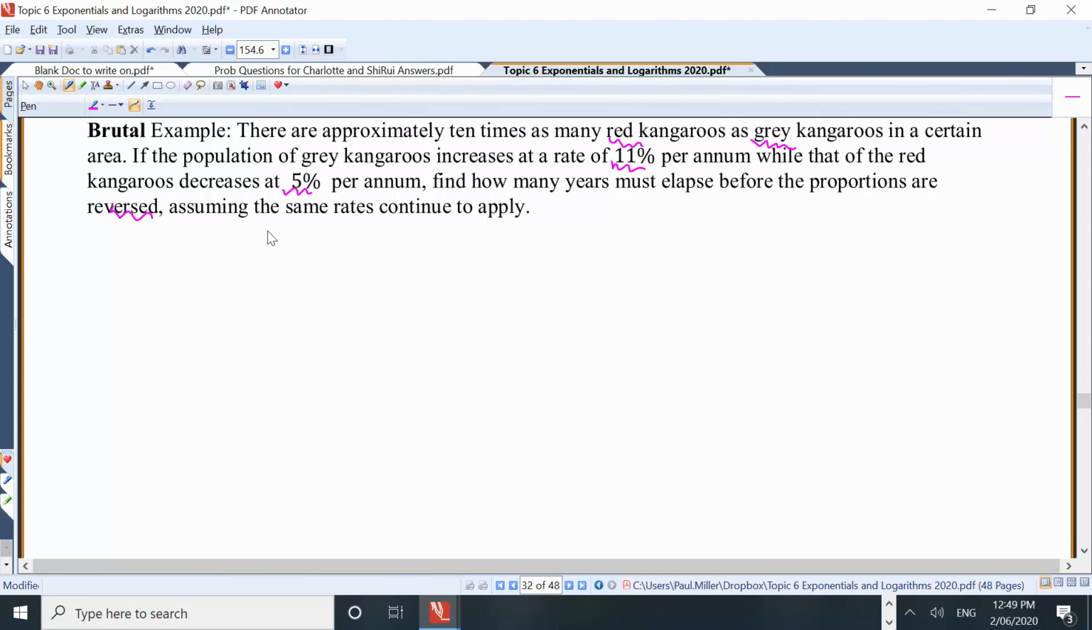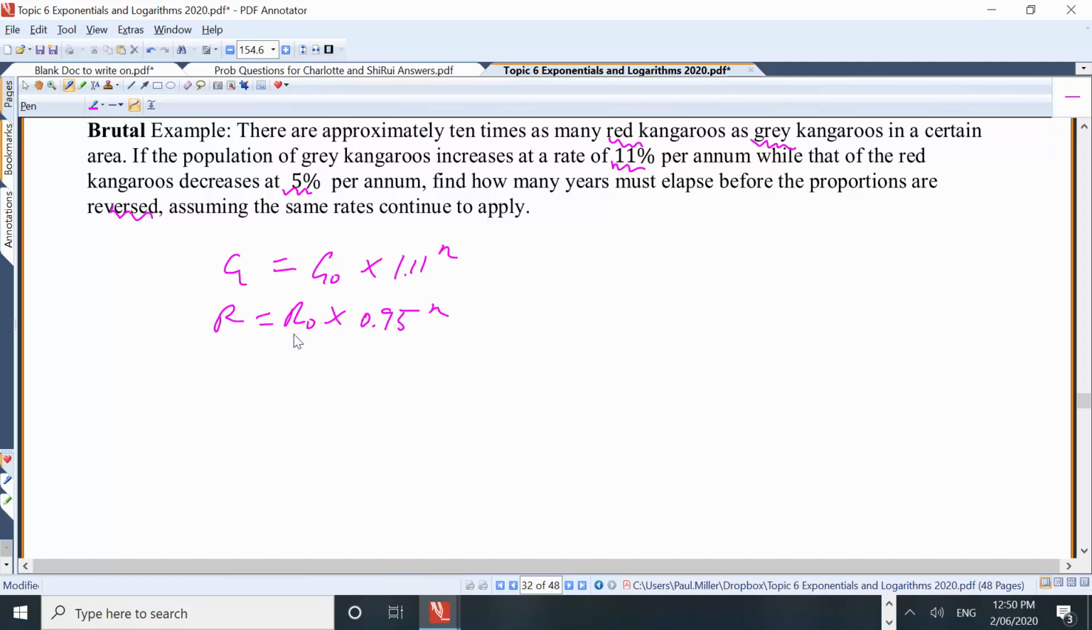So the first thing to note is that we're going to write the growth function for each of the respective kangaroos. So the grey kangaroo growth function is going to be G0, the initial amount of kangaroos, multiplied by 1.11 to the power of n. All right, so that will take whatever the initial amount of grey kangaroos there are and multiply it by 11%, or increase it by 11%. Now let's do the red kangaroos. Now what that's going to be is the initial population of red kangaroos multiplied by, in this case it's a decrease, so 0.95 to the power of n.